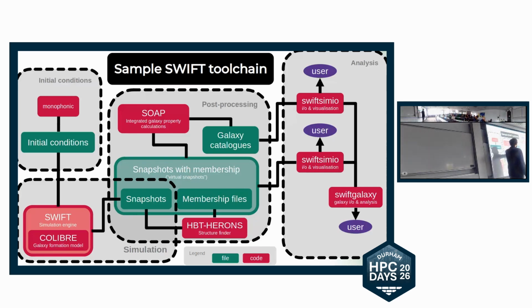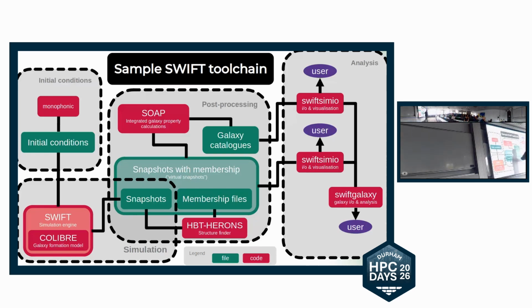And then from that, we might want to produce summary catalogs. That goes into, in this case, a code called SOAP. For each group of particles, it's going to calculate some summary statistics. So I might want to know, for galaxy number 1, what is that galaxy's mass? What is its luminosity? What is its morphology? Just summary, one-number statistics for that galaxy. And that gets stored in a galaxy catalog.